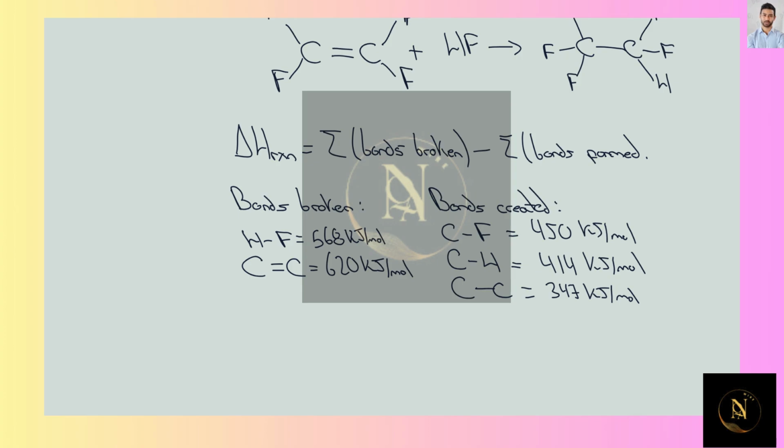So with this information, we can take the sum of both of them. In the case of the bonds that are being broken, the sum is equal to 620 plus 568, simply 1188 kilojoules per mole. And in the case of the bonds that are being created, we have 1211.